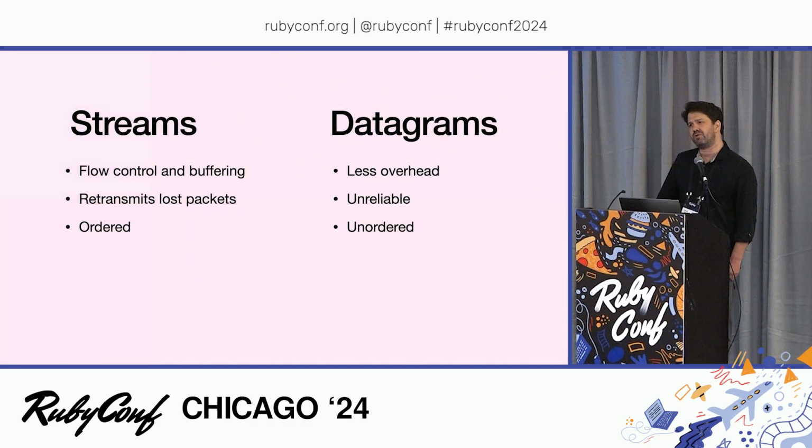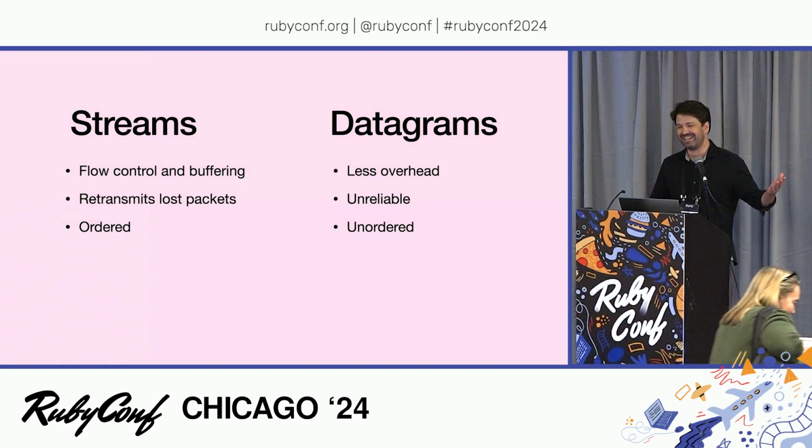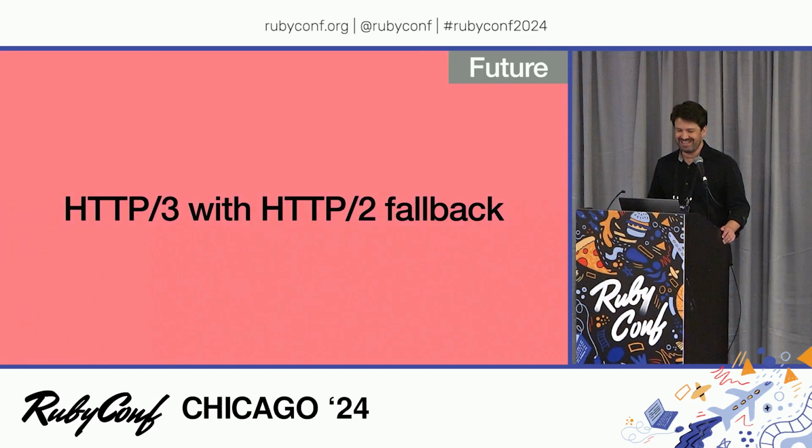So WebTransport doesn't just support streams. WebSocket and SSE are streaming only. WebTransport also supports datagrams. It has less overhead. It is unreliable. It's not going to try again. If the packet is dropped by a proxy or just doesn't make it for unknown reasons, it's gone. And it's unordered. If one of the packets makes it before the other, it will be there first, and it's not going to ensure that one comes before two, but comes before three. But today's talk is about streams. So that's all I'm going to say about datagrams.